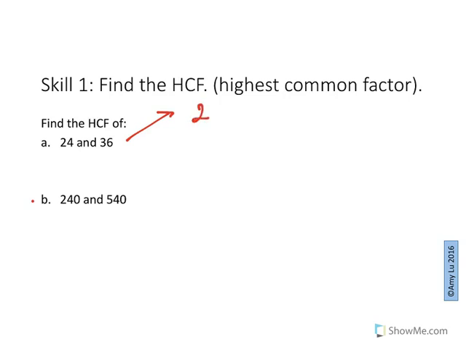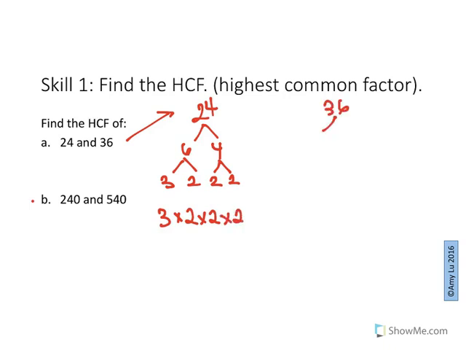So, I will take my 24 and break it apart into its prime factors, just like we practiced in the previous chapter, prime factor decomposition. Okay, so 24 is composed of 3 times 2 times 2 times 2. Let's do 36. So 36 is composed of 3 times 2 times 2 times 3.